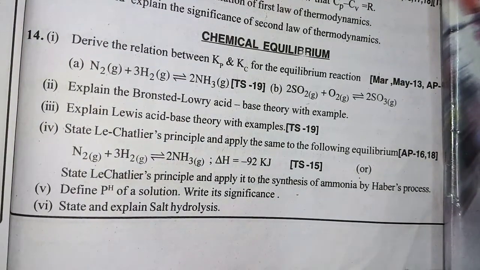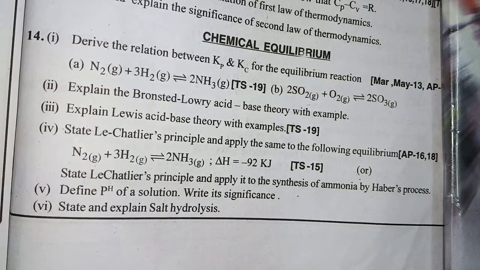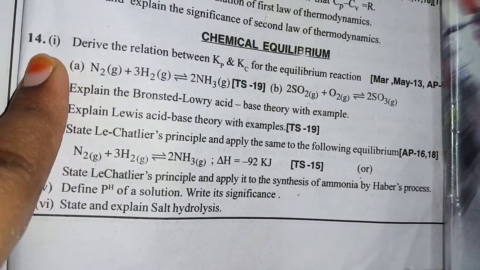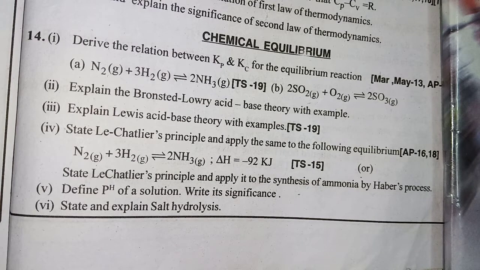Chemical equilibrium. Chemical equilibrium is important for 2 mark and 4 mark questions. These three chapters, questions 11, 12, 13, 14, are important for 2 marks and 4 marks. These chapters depend on 2 mark and 4 mark questions. Chemical equilibrium is number 14 in the exam paper. Sub question 1, derive the relation between Kp and Kc for the equilibrium reactions: A, N2 plus 3H2 reversible reaction to 2NH3. B, 2SO2 plus O2 reversible reaction to 2SO3.